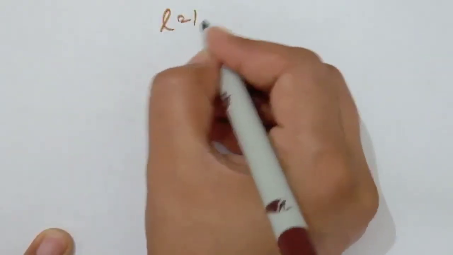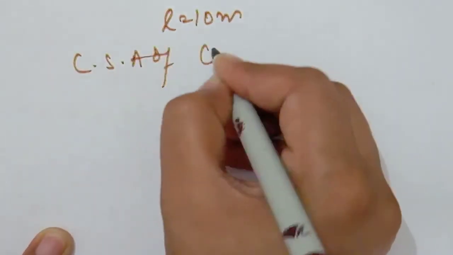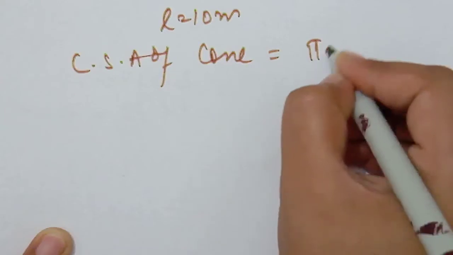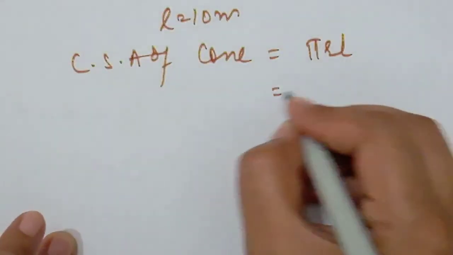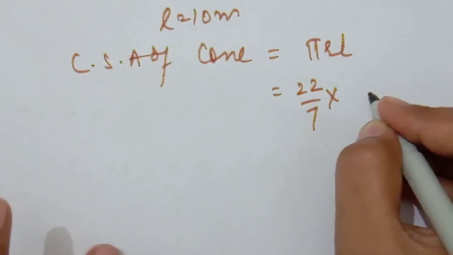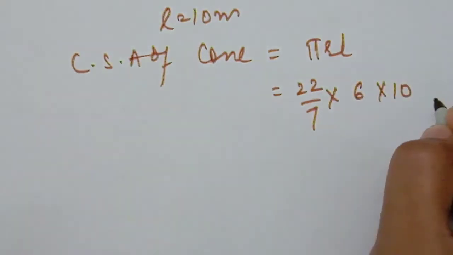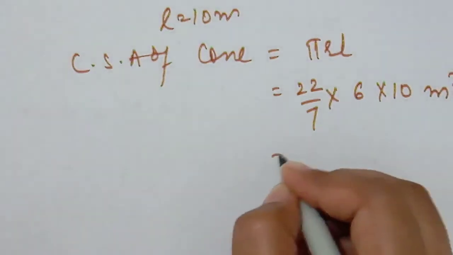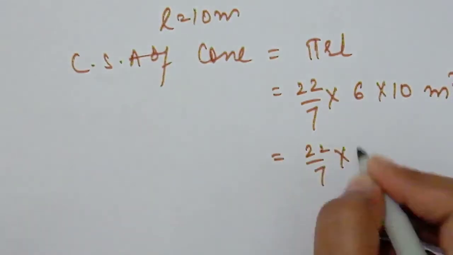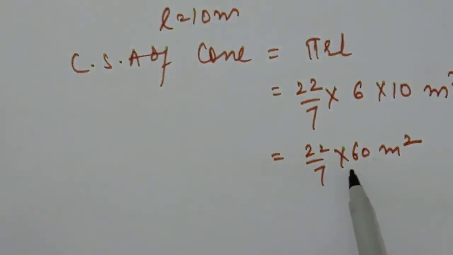So now L is 10 meter. The curved surface area of a cone is pi r l. Then it is 22 upon 7. What is the radius? Radius is 6 meter, and L is 10 meter, so it is in meter square. It means 22 upon 7 into 60 meter square. So students, this is the area which we want.